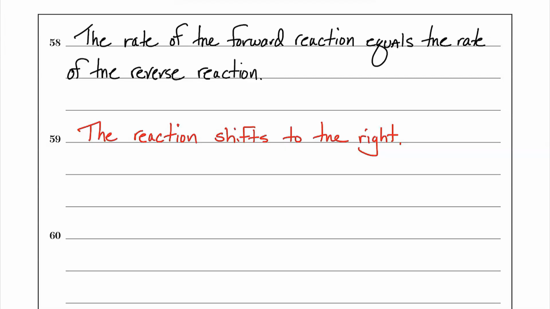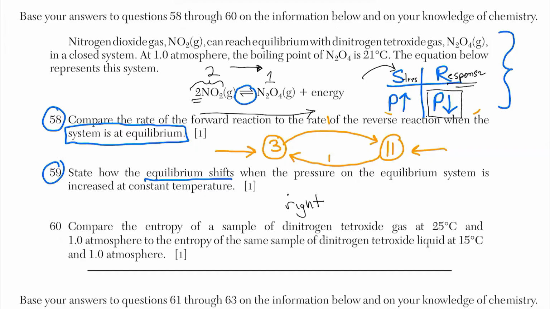On to number 60. Okay, number 60. Compare the entropy of a sample of dinitrogen tetraoxide gas at 25 and 1 atmosphere to the entropy of the same compound, but as a liquid at 15 degrees Celsius. So what we're really doing with all these words is comparing the entropy of a gas to the entropy of a liquid. Now, of course, what is entropy? Entropy is the measure of randomness.